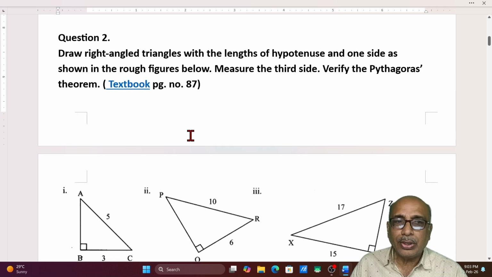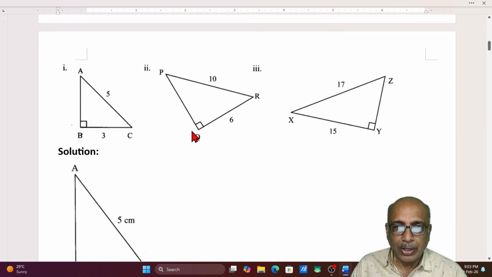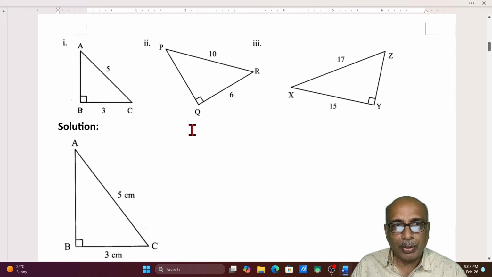Now in question 2, draw right angle triangles with the lengths of hypotenuse and one side as shown in the rough figure below. Measure the third side. Verify the Pythagoras theorem. This is given on textbook page number 87. Activity it is, you can work out one example I am showing you. Second and third you have to do by yourself. If you have any doubt, you can ask me on my email address. I will explain you.